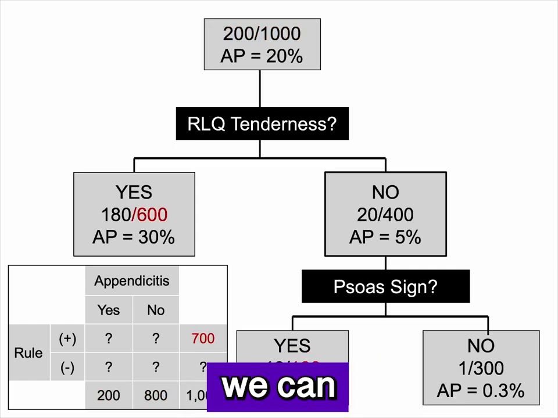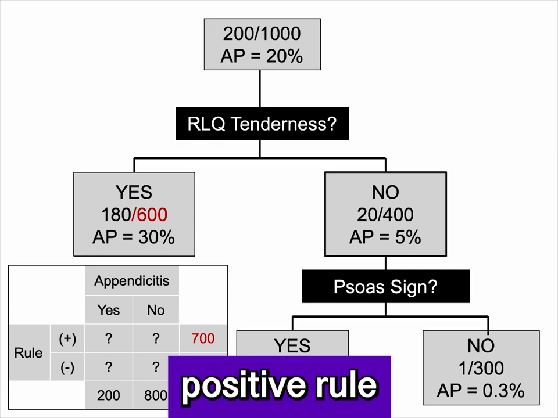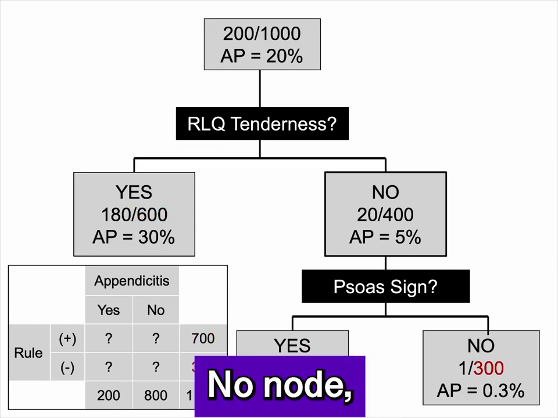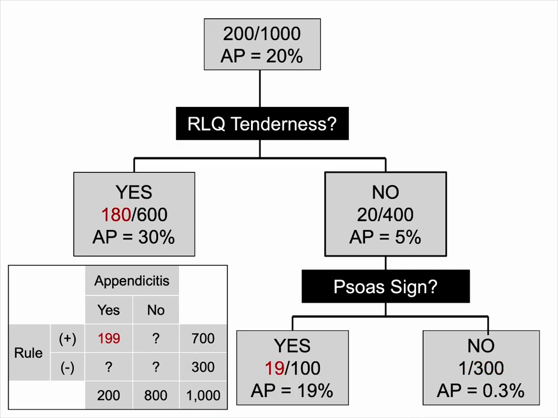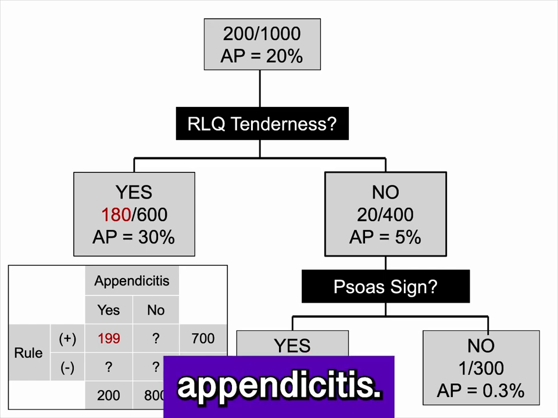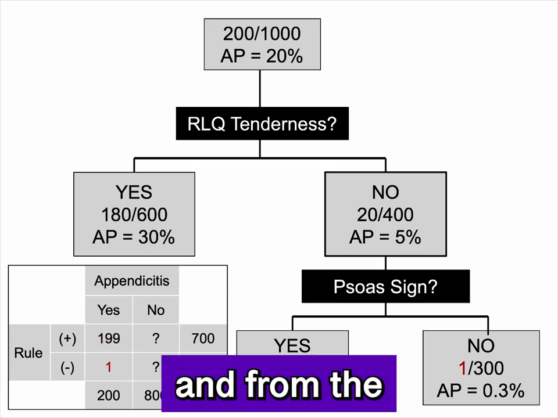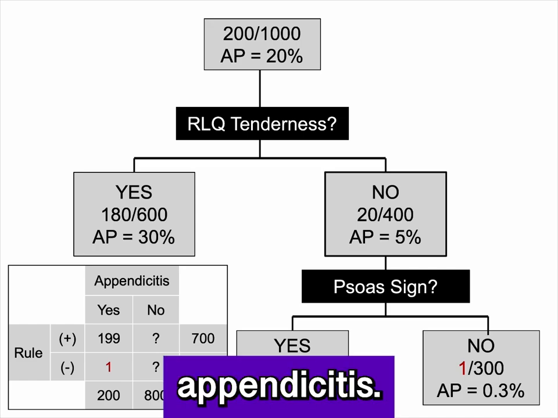From the yes nodes, we can see that there are 700 patients, 600 plus 100, with a positive rule, and from the no node, we can see that there are 300 patients with a negative rule. From the yes nodes, we can see that 199 patients, 180 plus 19, with a positive rule had appendicitis, and from the no node, we can see that one patient with a negative rule had appendicitis.